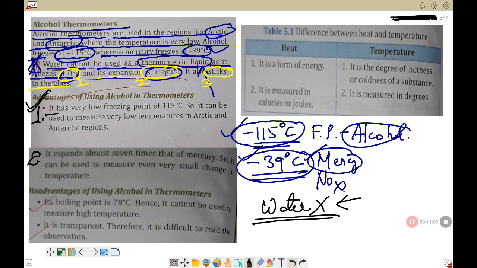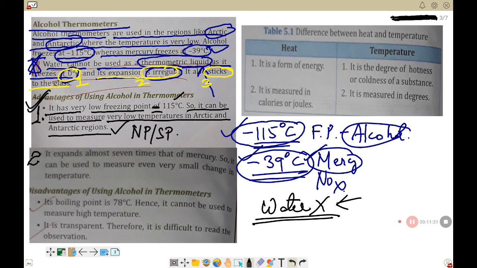Now it has a very low freezing point, that is minus. So put here minus. Okay, the book doesn't have a minus sign there. So minus 115 degrees Celsius. So it can be used to measure very low temperatures in the Arctic and Antarctic regions. That's why it makes it possible to measure very low temperatures in the Arctic and Antarctic regions, that is the North Pole and South Pole of our Earth.